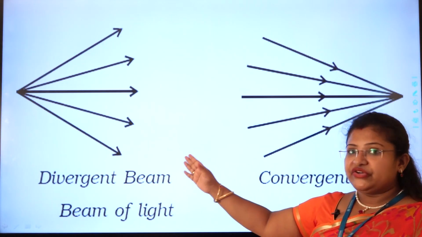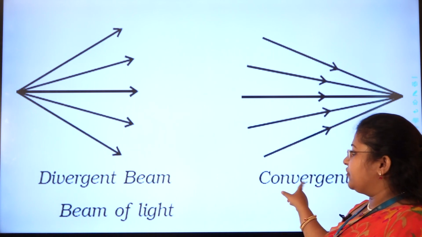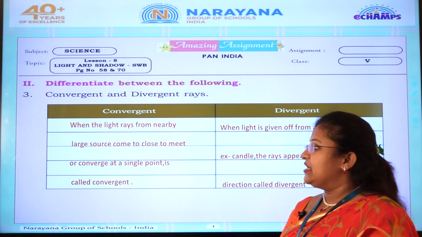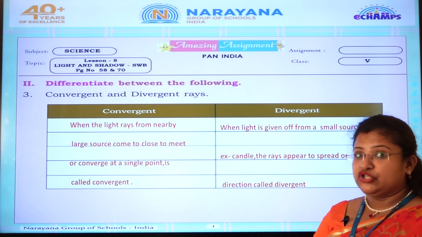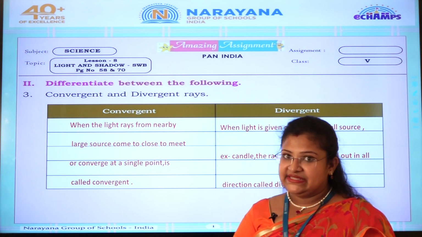This is divergent rays, children. This is convergent rays, right? So you will see the difference now. Convergent is when the light rays from a nearby large source come close to meet or converge at a single point, and that is called convergent rays.